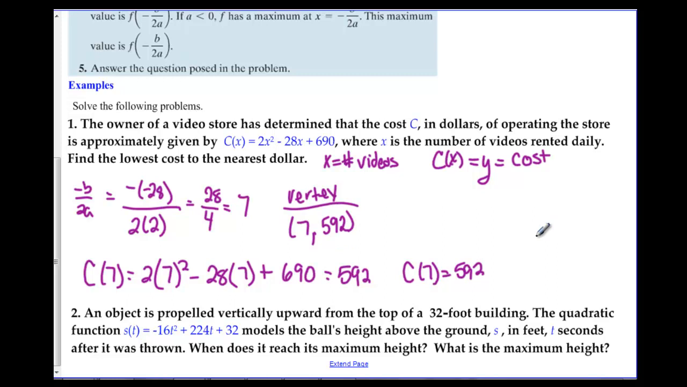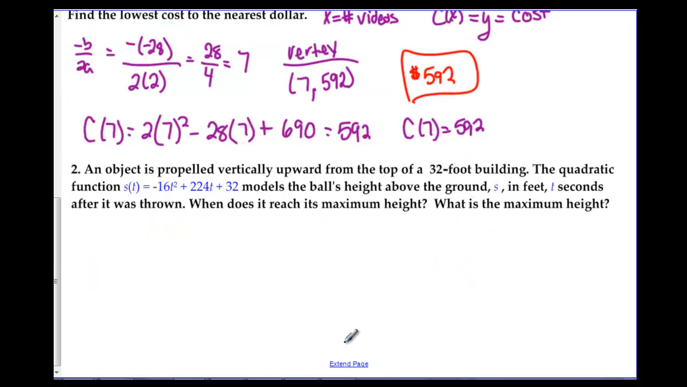All right, so yes, this is the minimum cost to run the store. The X is the number of videos, saying that if we rent 7 videos, the least amount of money to run the store is going to be $592. But regardless, your answer would be the 592, because it's asking for the money. All right, we're going to go ahead and bounce through number 2 really quickly.